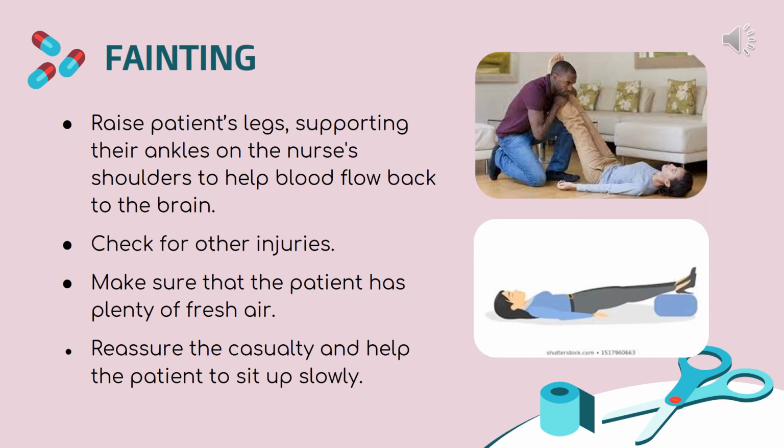So here we are now at the nursing interventions for fainting. First, the nurse must kneel down next to the patient and raise their legs supporting their ankles on the nurse's shoulders. Note, the ankles of the patient must be on the nurse's shoulders. This is to help the flow of blood back into the brain.